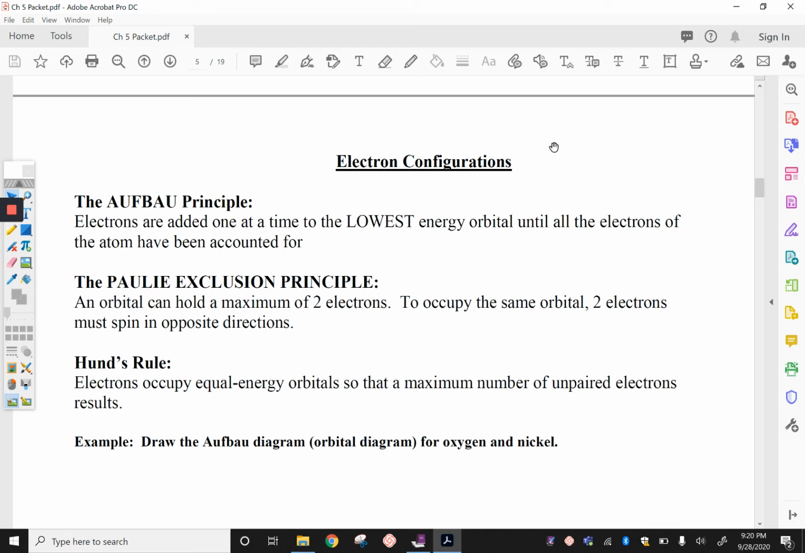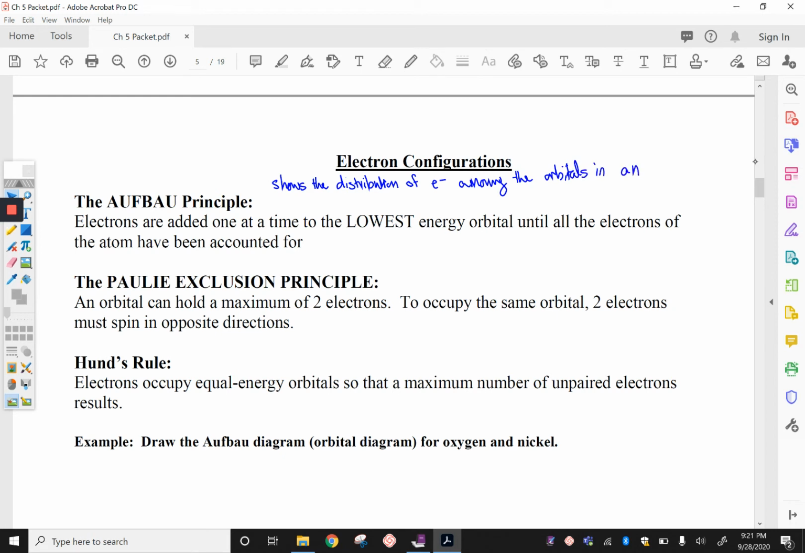We're going to talk about electron configurations today. So electron configurations are kind of like a map that show us the distribution of electrons among the orbitals of an atom. So it shows the distribution of electrons among the orbitals in an atom.